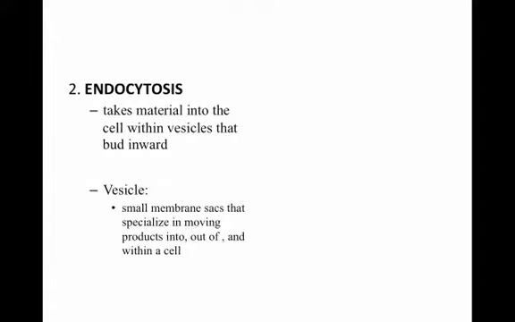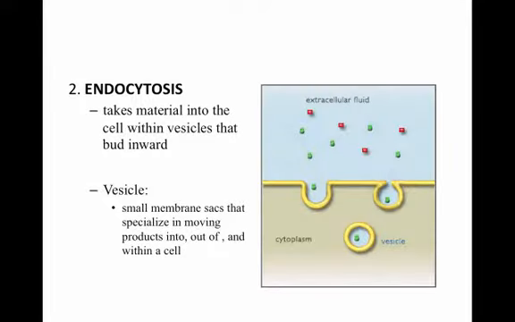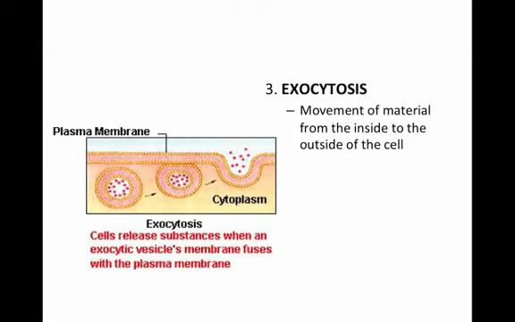Endocytosis is when large particles, either liquid or solids, move into the cell. What happens is those particles force a pocket to form in the cell membrane. That pocket pinches off into a vesicle and carries the product into the cell wrapped in a membrane. Exocytosis is the opposite process. It's the same thing, but instead of a large particle moving into the cell, a large particle moves out of the cell. Both endocytosis and exocytosis require energy.